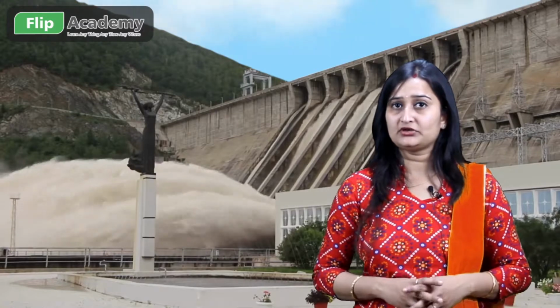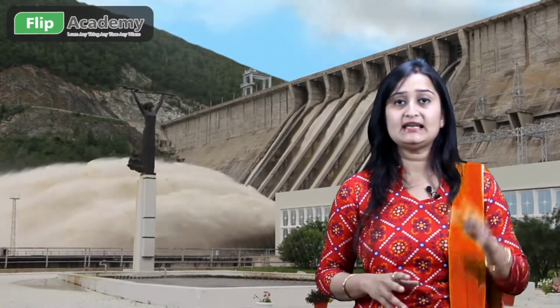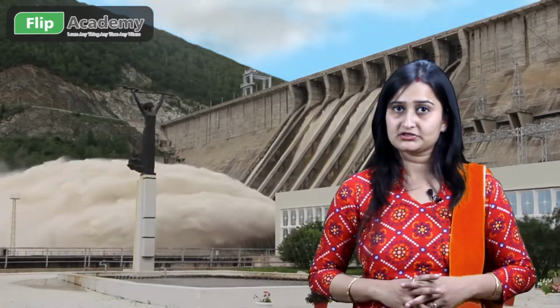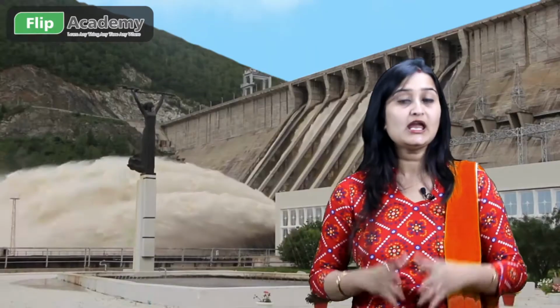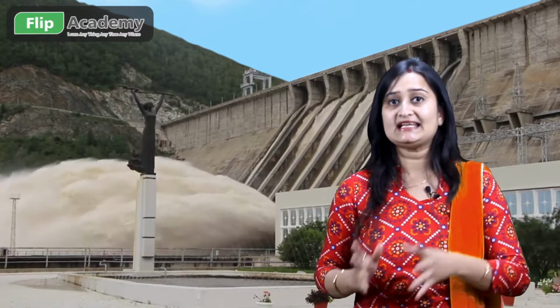As soon as the water starts converting into electricity, the level in the reservoir decreases. But it again gets refilled by the rain or the river flowing. So that's why it is also called a renewable source of energy, because the water is inexhaustible.